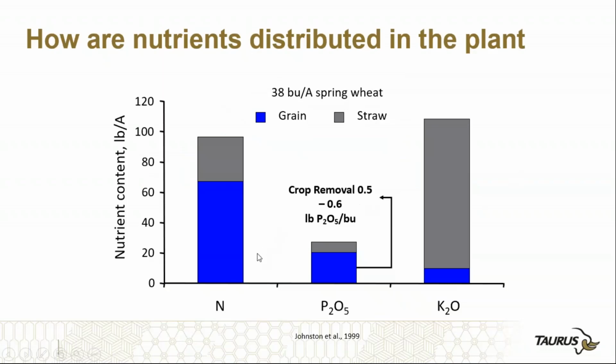And we know that the seed takes up a pile of N and a pile of P and not so much K. So it's not surprising that a lot of that phosphorus and a lot of that nitrogen is moved into the seed. So the seed starts out with that.